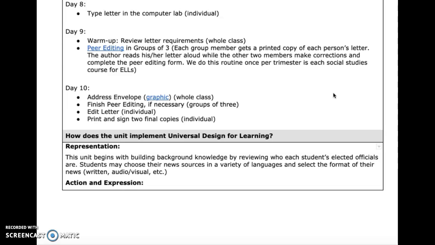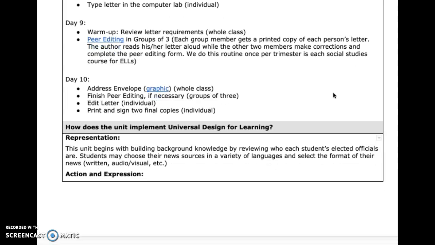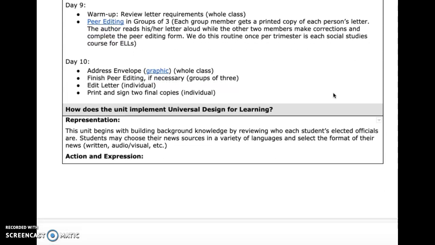This usually takes more than one day, so students are usually in the library afterwards trying to get this typed. And then we do peer editing where they work in groups of 3. And I have a peer editing form that they fill out. I also print out 2 copies for the other members of the group to mark up corrections as they go along.